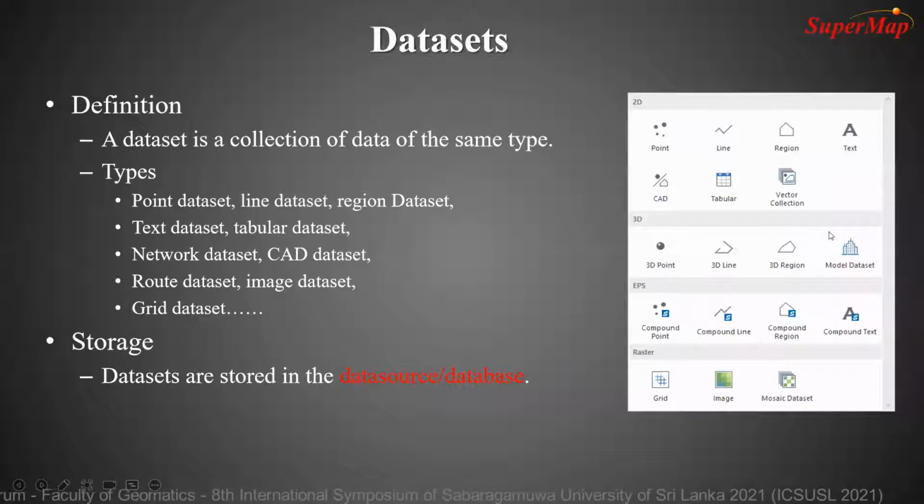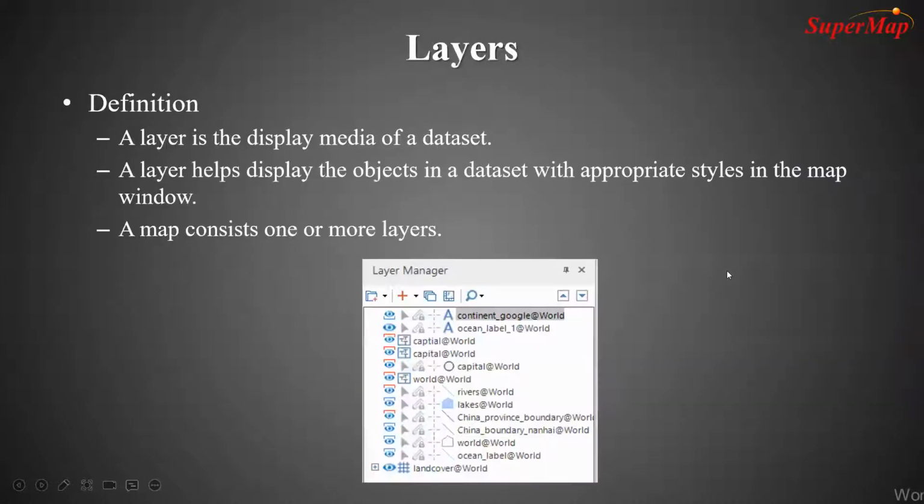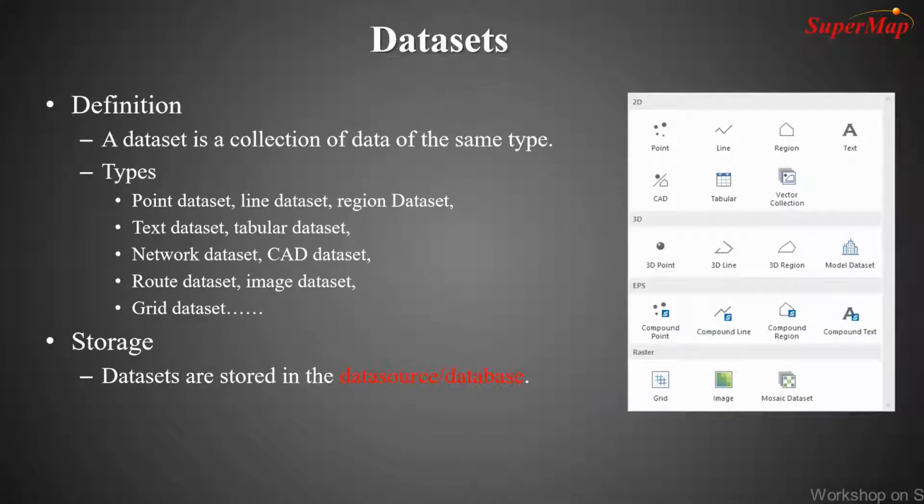There are some types of data sets. We can see point, line, region, text, CAD, tabular, and vector collection. And also for 3D, like 3D points, 3D lines, 3D region, and model data sets. And there is raster. For raster, we have grid, image, mosaic. So these are different types of data sets. We will take a look at the details for them later.